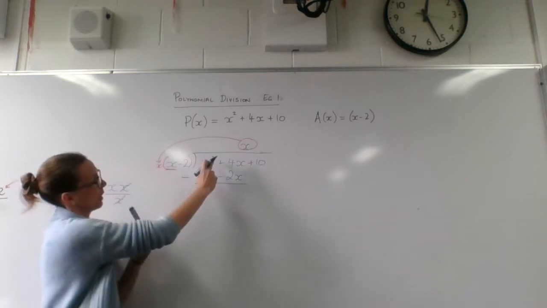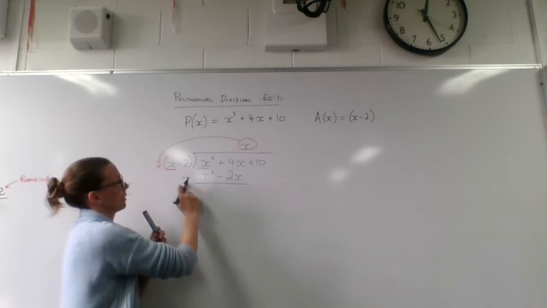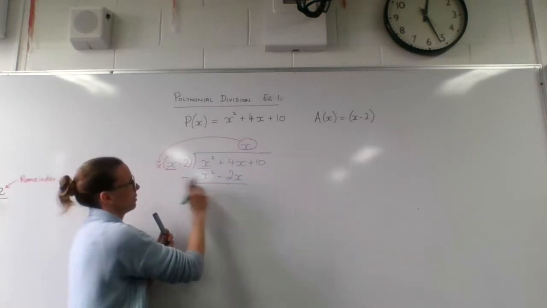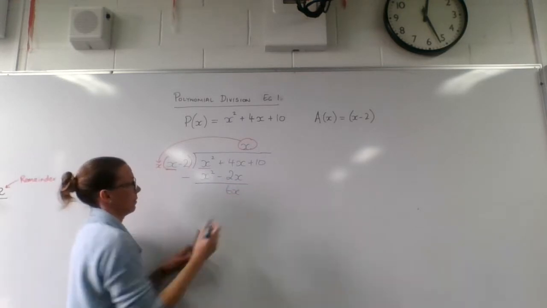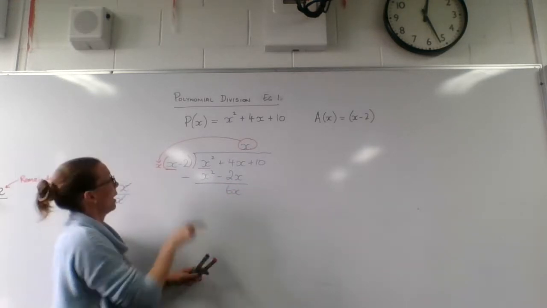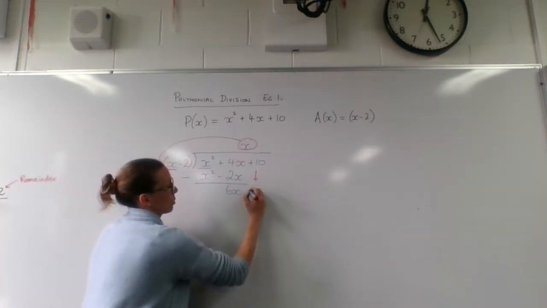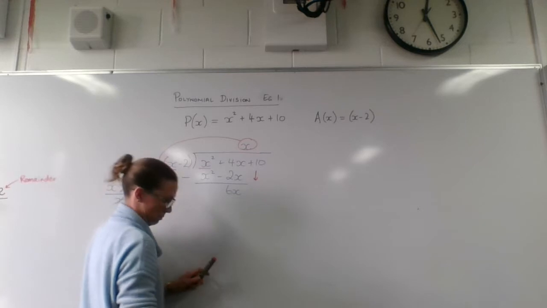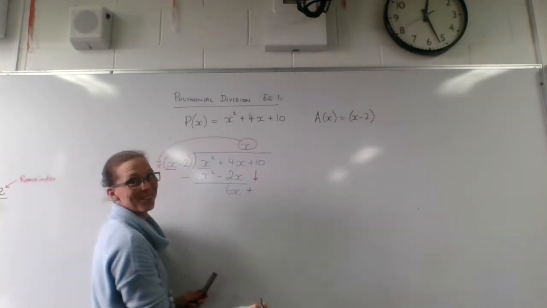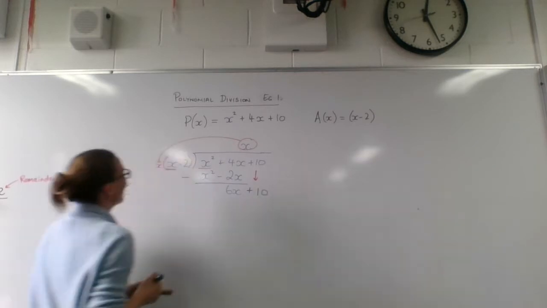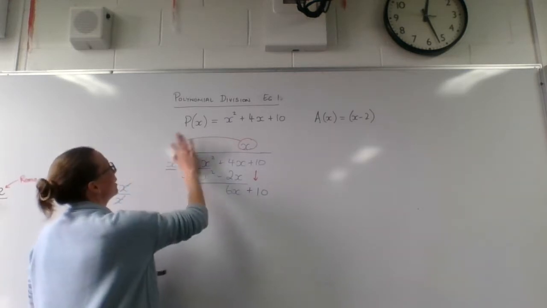So we're going to say x squared take x squared is 0 or nothing. 4x take negative 2x is like 4 plus 2, which is equal to 6x. And at that point, we can't divide this into this, so we draw down our next term. Nothing unusual there. All right, so I'm just going to rub out some of my red workings so that it doesn't confuse you.